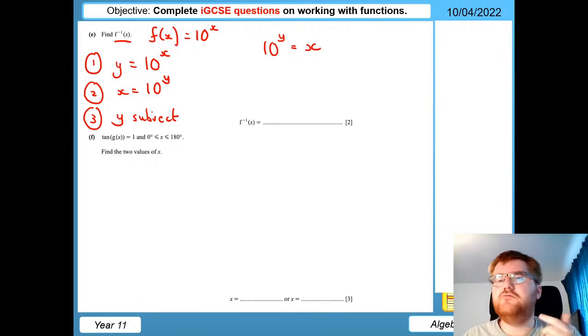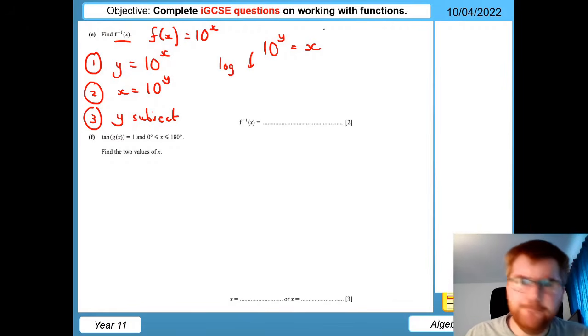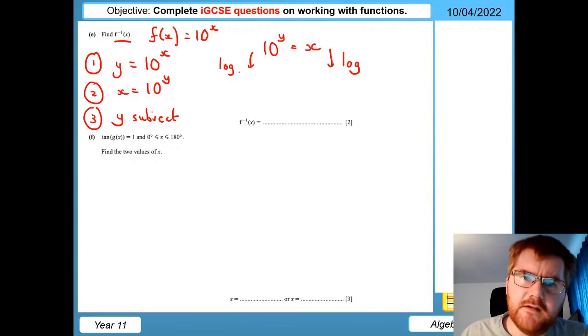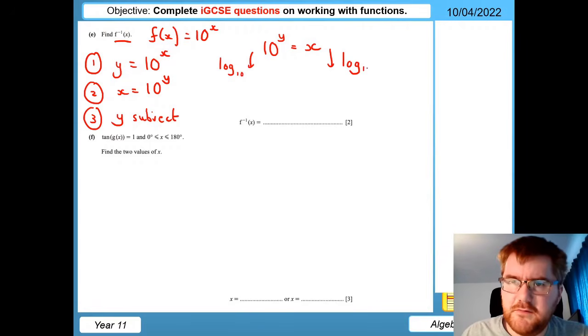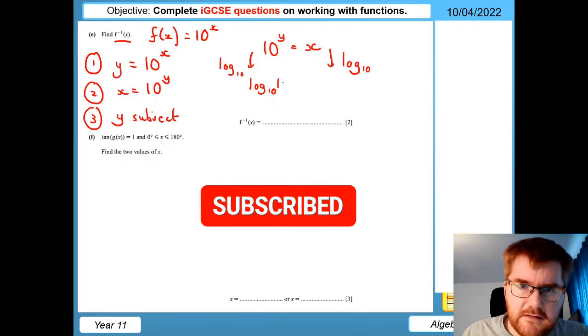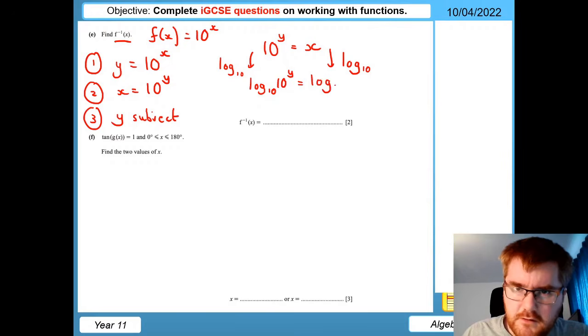And now I need to think what the reverse process is of raising to a power. And that is taking the log, base 10, of both sides, which is not the most obvious step to make. Let me see if I can make it clear as we go through the working. I will put base 10 just so you can see what's going on. So we get log 10 to the power of y is equal to log x to the base 10.